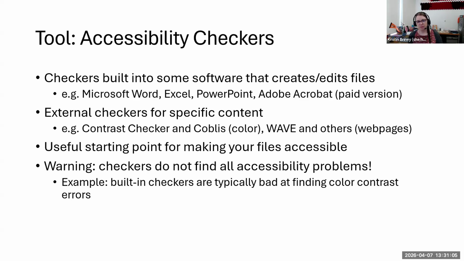But the thing with accessibility checkers is they're not always going to find every problem. So, your regular checker built into Word or Acrobat may be bad at finding color contrast errors, but it may be good at finding images that need alt text, for example. So, maybe not perfect, but a good place to get started if you've never done this work before.